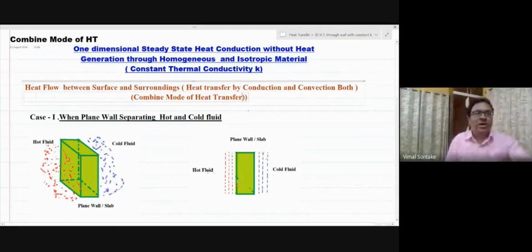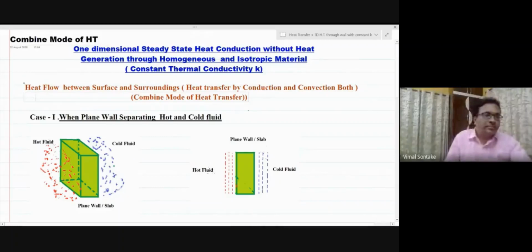So under our umbrella discussion, one-dimensional steady state heat conduction without heat generation through homogeneous and isotropic material having constant thermal conductivity K with respect to temperature, the next topic is heat flow between surface and surroundings. It can also be referred to as heat transfer by conduction and convection modes both, or it is also referred to as combined mode of heat transfer.